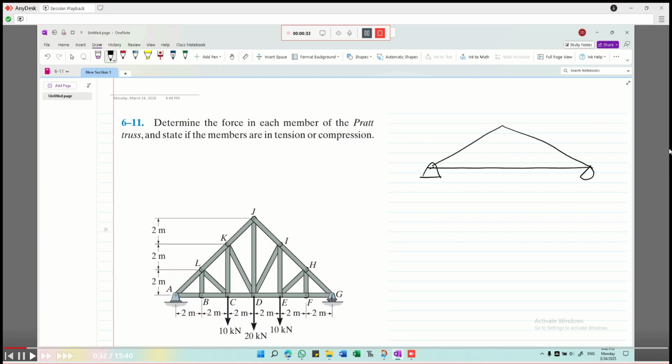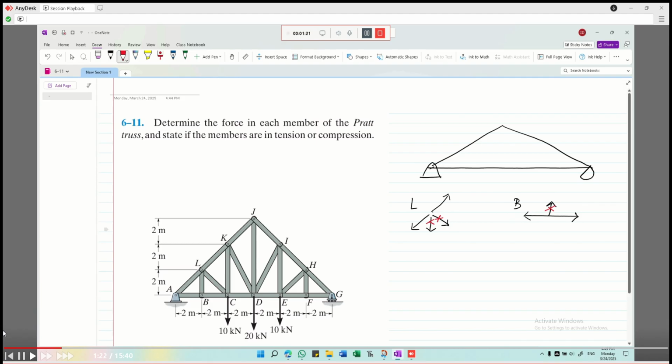Let's find out how we got the zero force members. As we can see, this force is clearly a zero force member, and hence we can cancel out this one, that is the same one over here. And hence we can also conclude that this force is also a zero force member.